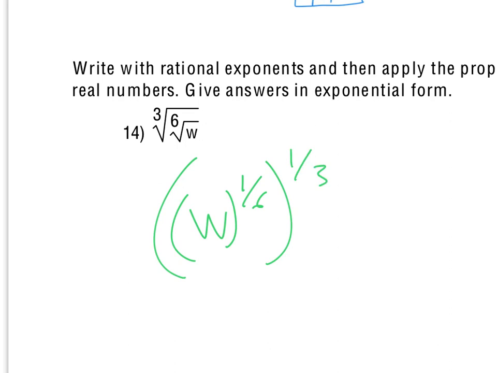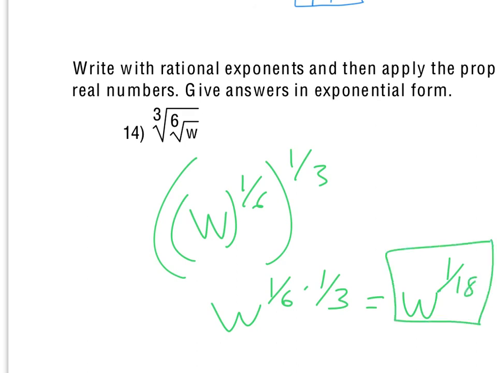And then we really have a power of a power property, so we multiply the 1/6 by the 1/3, and we end up with 1/18. So w to the 1/18th, and again, remember they did ask for the answer in exponential form, so we can leave it like that.